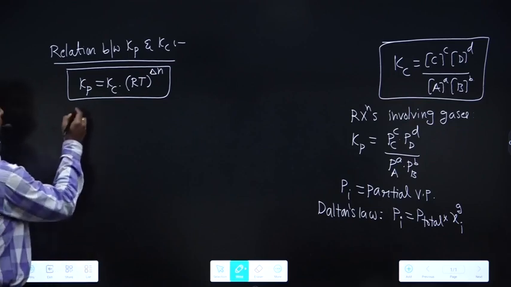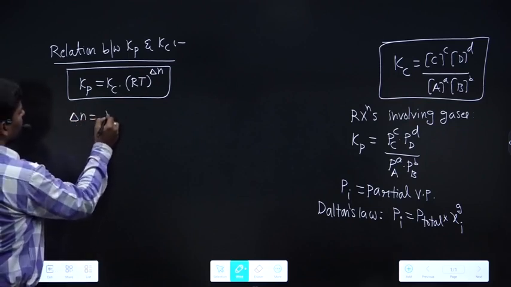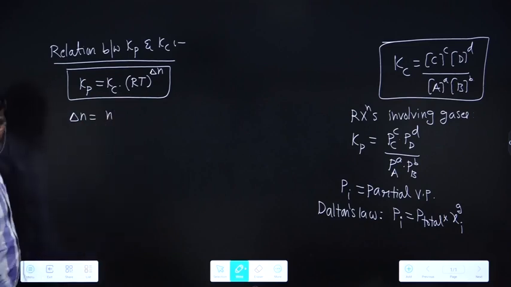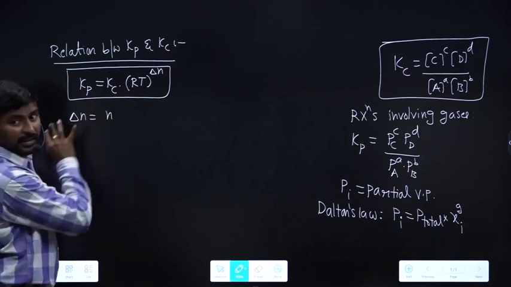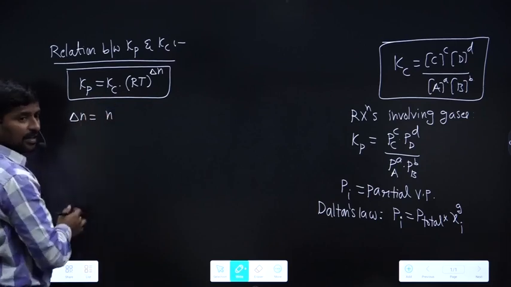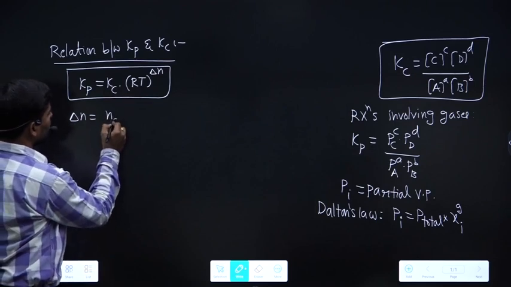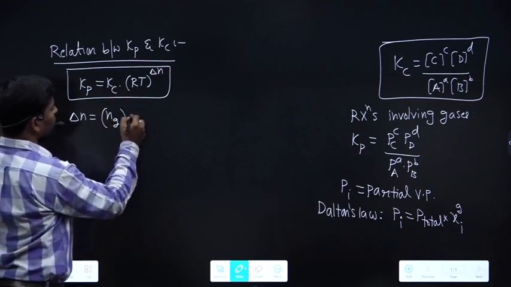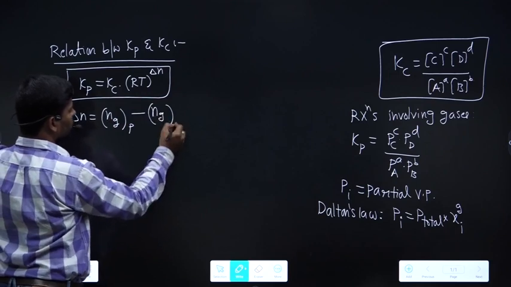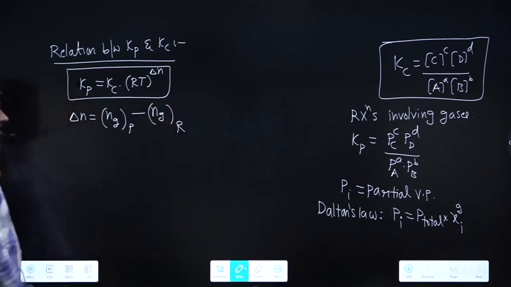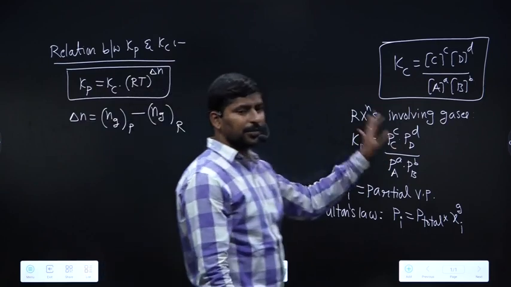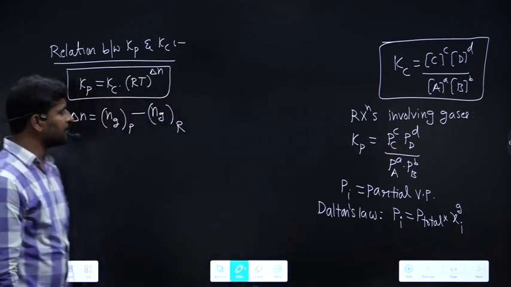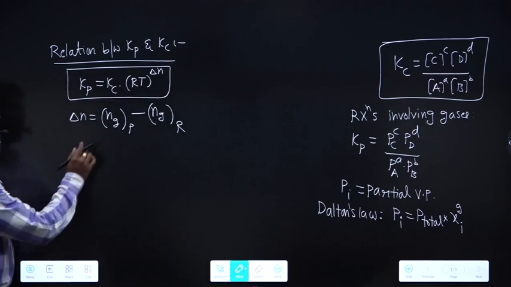And this is the relation we have, where delta n is... here we are using the ideal gas equation, so we have to concentrate on the number of moles of gaseous substance. So delta n is the number of moles of gaseous substance on the product side minus the number of moles of gaseous substance on the reactant side. So by using the ideal gas equation, we converted from pressure terms to concentration terms.